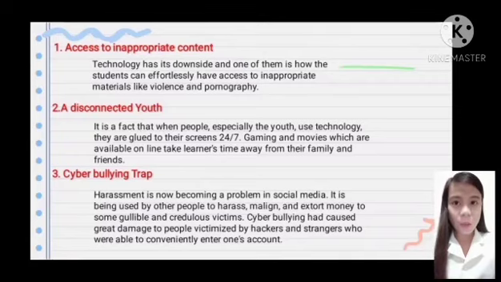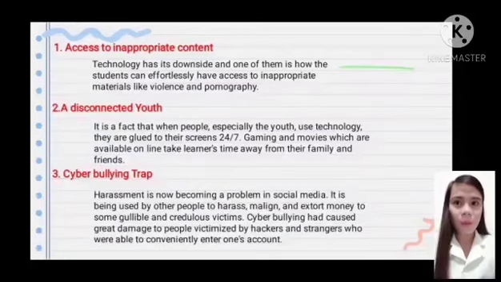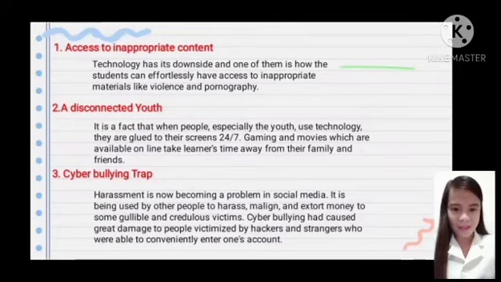A disconnected youth. It is a fact that when people, especially the youth, use technology, they are glued to their screens 24/7. Gaming and movies, which are available online, take learners' time away from their family and friends.